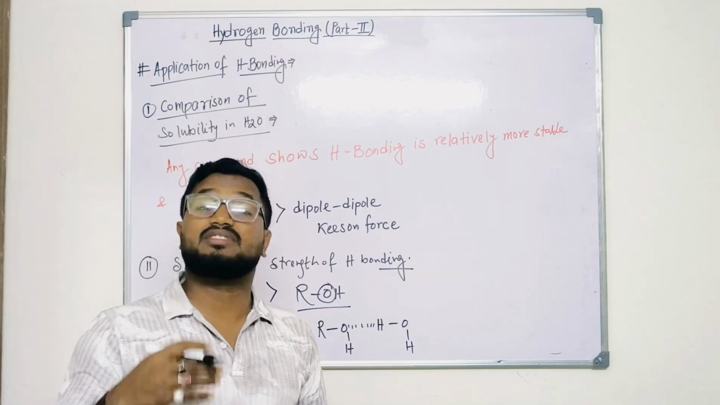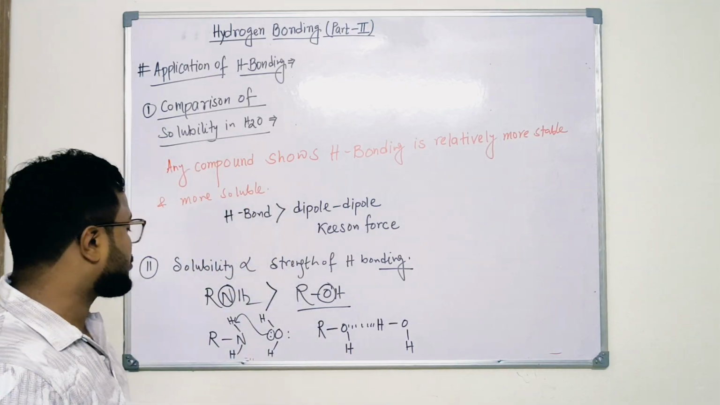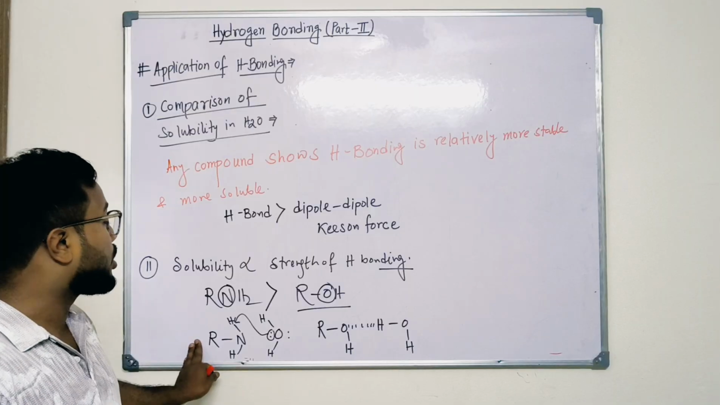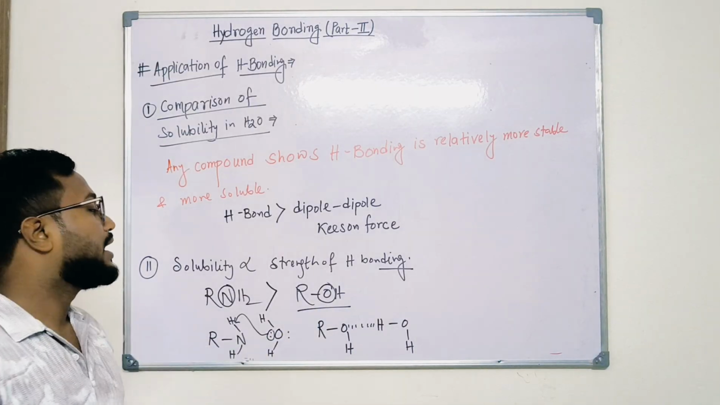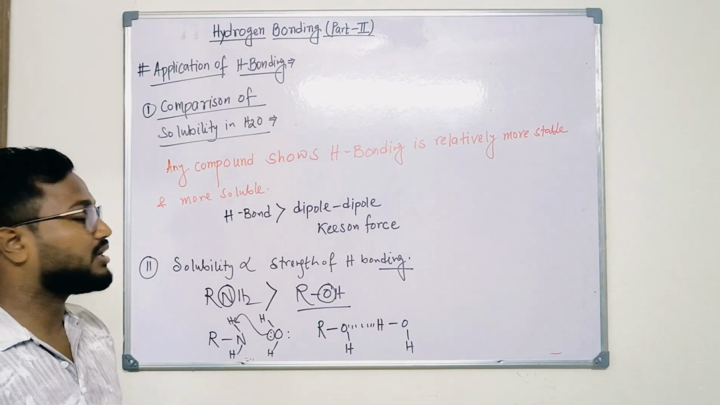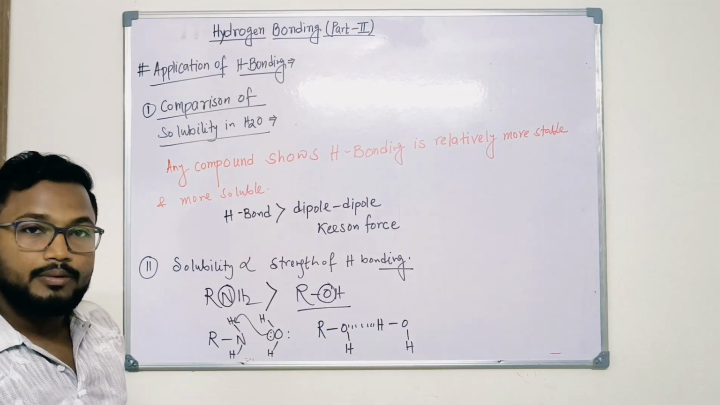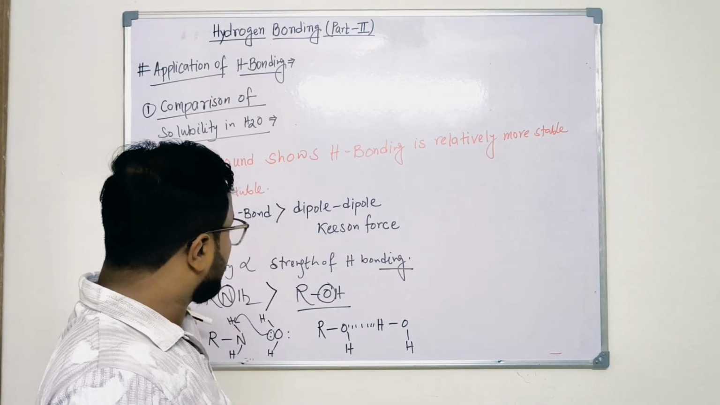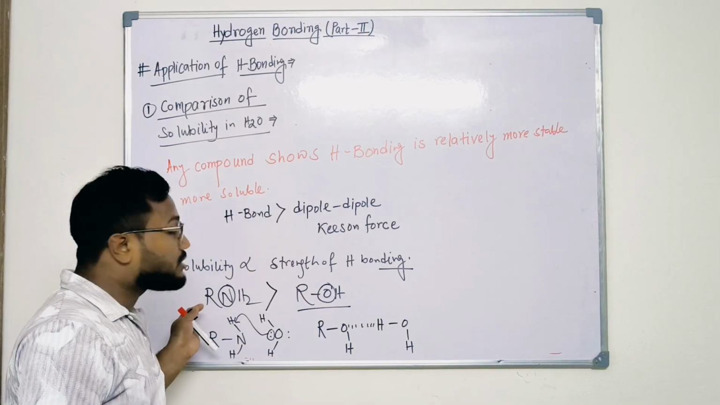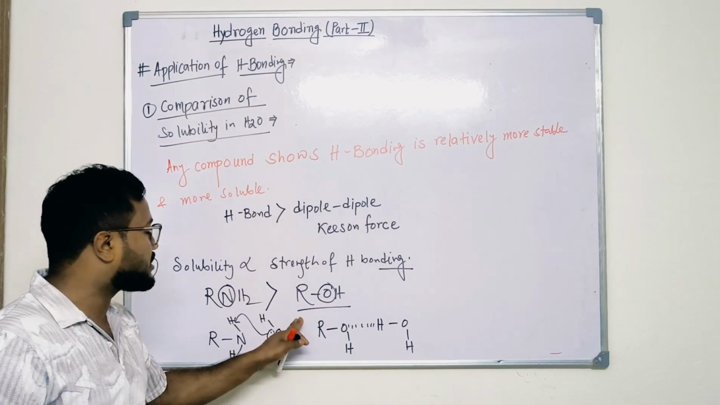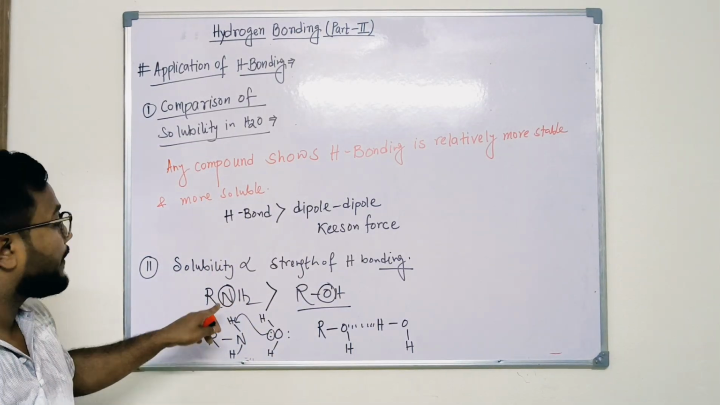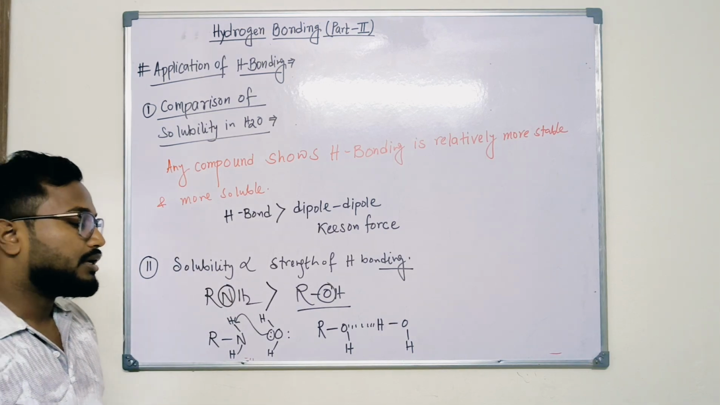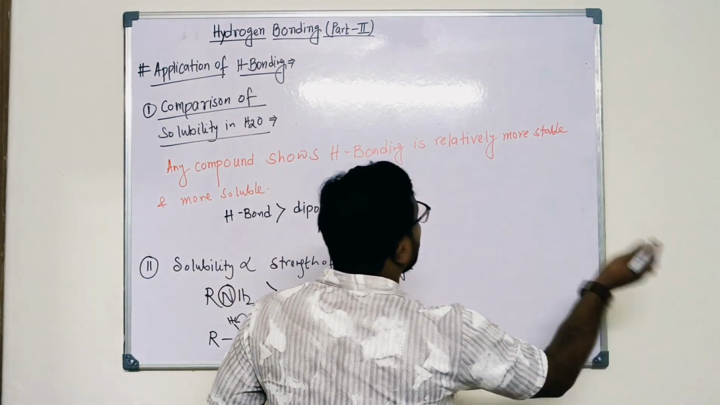For RNH2 and ROH, if this type of case comes, we have seen that hydrogen bonding is possible in both the compounds, but the donor atoms are different. Here ROH, here H2O. Whenever this type of case comes, you can consider which is the better donor atom, with better solubility. Understood? Next we are going to see a few more examples.